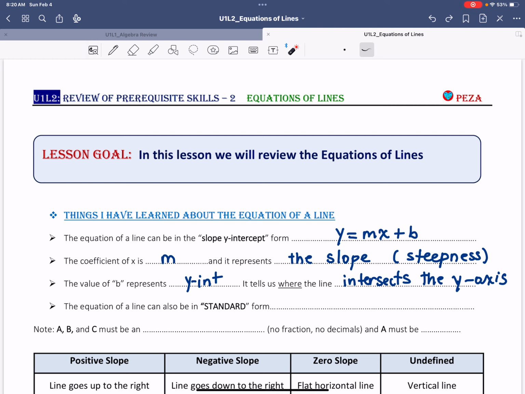The equation of a line can also be in standard form, ax plus by plus c equals 0. Note that the coefficients a, b, and c must be in integral form, or must be integers, which means no fractions, no decimals, no roots. And a must always be a positive number.